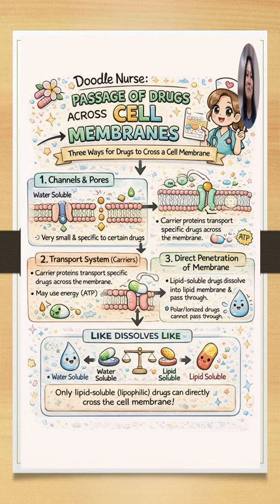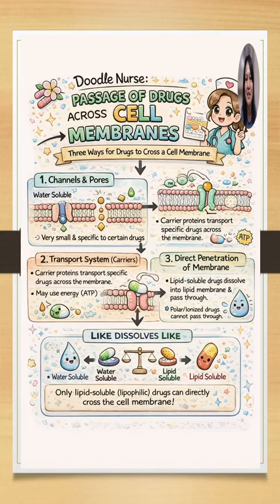On this slide, we will be focusing on how drugs cross the cell membranes, which is a key part of drug absorption and distribution. There are three main ways that drugs can cross a cell membrane. The first is through channels and pores. These are small openings that allow water-soluble drugs to pass through. However, this method is limited because only very small and specific molecules can use these channels.